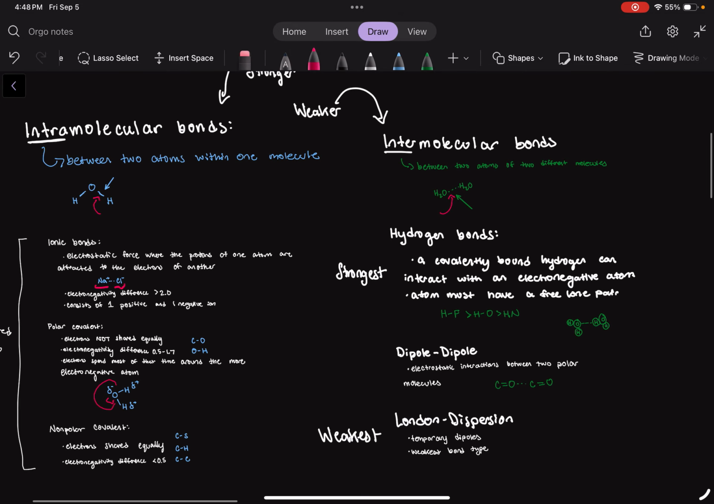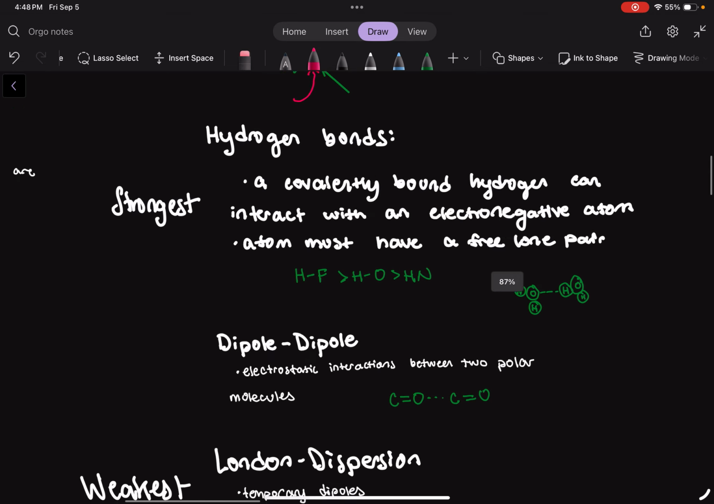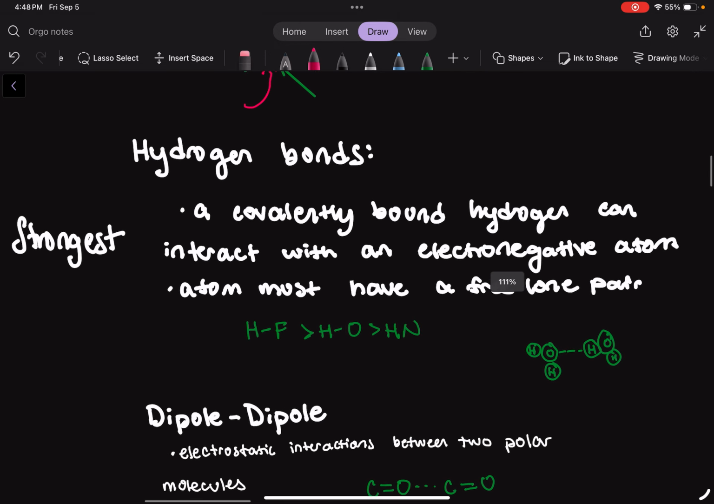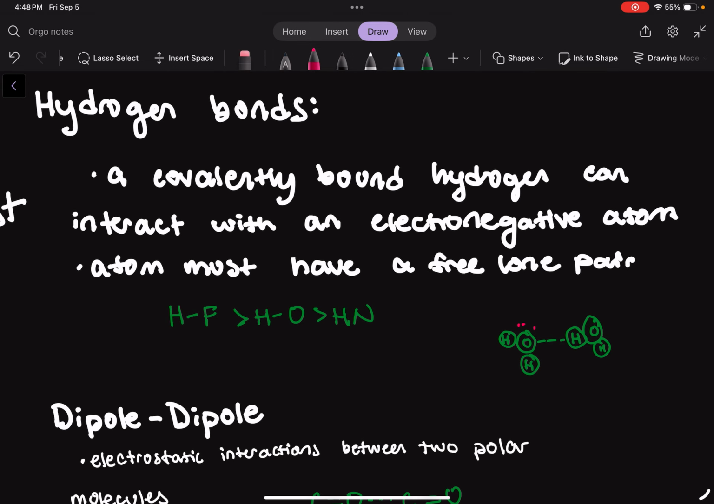So, moving on to intermolecular bonds, and just remember that all of the intramolecular bonds are going to be stronger than the intermolecular bonds. But here we have, and this is strongest to weakest, hydrogen bonds, which is when a covalently bound hydrogen, so for instance that oxygen-hydrogen bond we were talking about, where that hydrogen can interact with an electronegative atom. So here these atoms we're talking about are going to be nitrogen, oxygen, fluorine. And the thing about that atom though is it has to have a free lone pair. So for instance here, that oxygen on the water molecule has 2 free lone pairs. So a lone pair there can interact with a hydrogen of another water molecule.